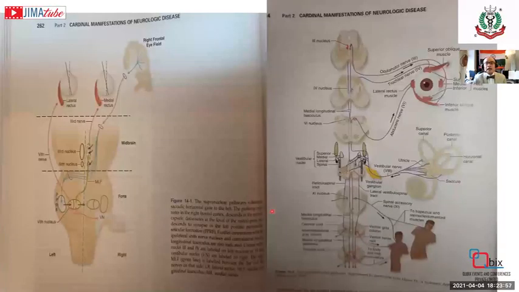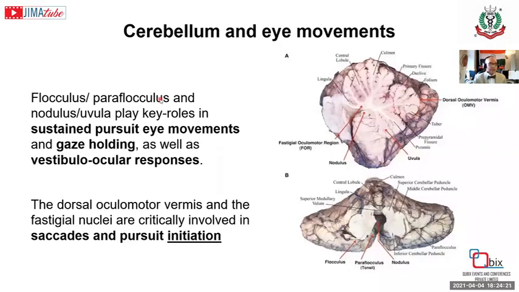Now, if you look at the eyes, this diagram shows you again the oculomotor control with the three nuclei of the cranial nerves controlling eye movements, and how the medial longitudinal fasciculus acts as the connector between the parapontine reticular formations and the right frontal eye field. The cerebellum again acts as the coordinator of the signals that control the sustained pursuit eye movements and gaze holding, as well as the other vestibulo-ocular responses, whereas the saccades and the pursuit movement initiation are controlled by the oculomotor vermis. We talked about this in the development of the cerebellum.